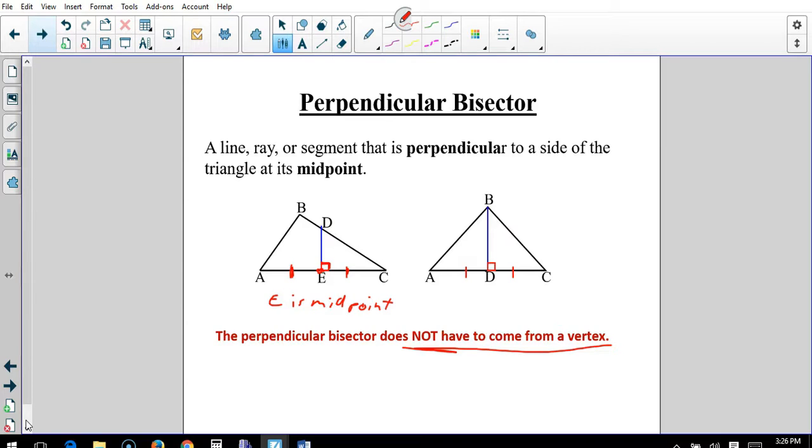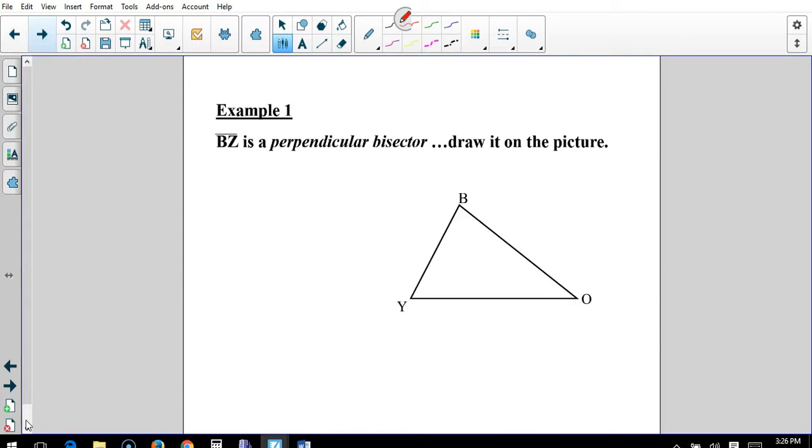But in our second triangle, we have equal side segments. So D is the midpoint. And BD is our perpendicular bisector. It's perpendicular to the base, AC, and cuts AC completely in half, exactly in half. So BZ is a perpendicular bisector.